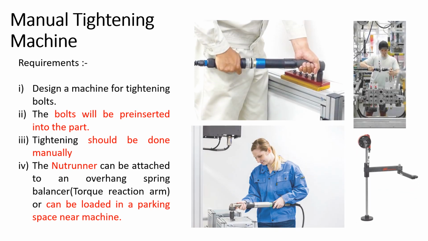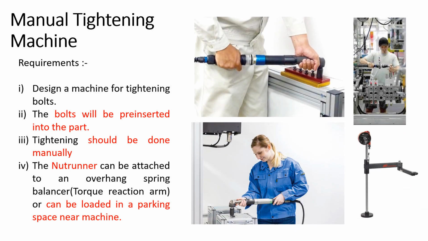So with this we can have different arrangements. Here you can see this is the nutrunner, which the operator is manually using. Here also the operator is manually using this. Here you can see it is attached to the overhang system, which is also called a torque reaction arm. Now here you can see this torque reaction arm arrangement.